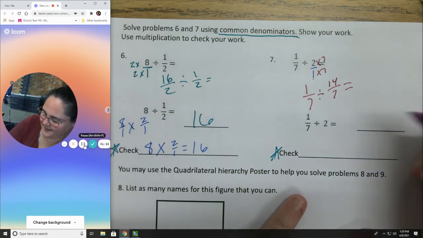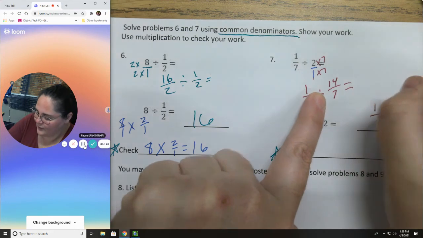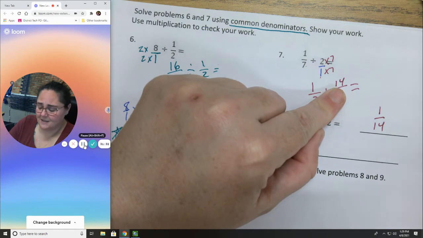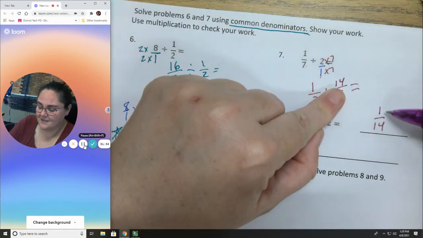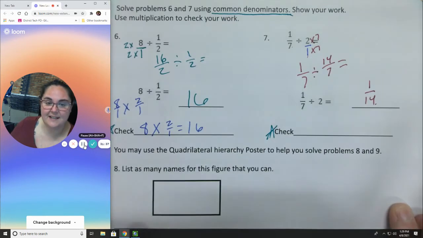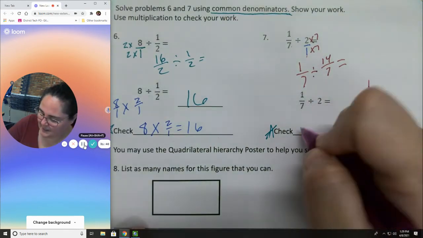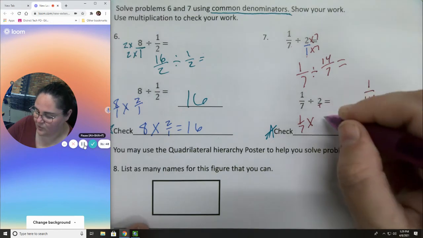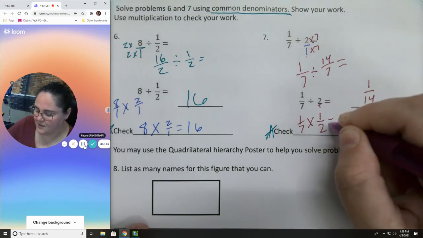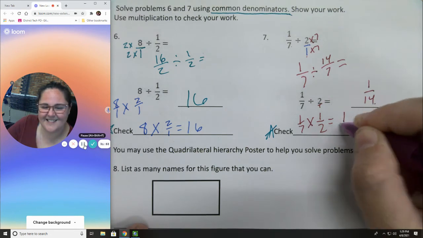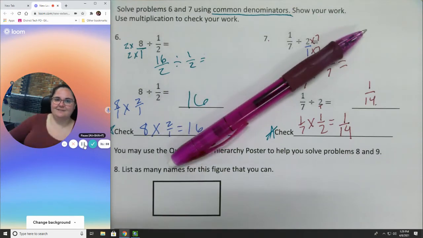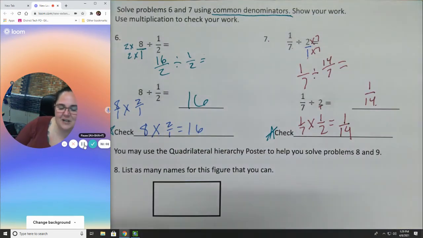Your answer should be 1 over 14. See how easy that is? This divided by this. It makes it into a fraction for you. Now let's do keep, change, flip to check our work. Keep 1/7. Change. Flip. Instead of 2 over 1, it's now 1 over 2. What is 1 times 1? What is 2 times 7? Boom. Done. Awesome, awesome job.